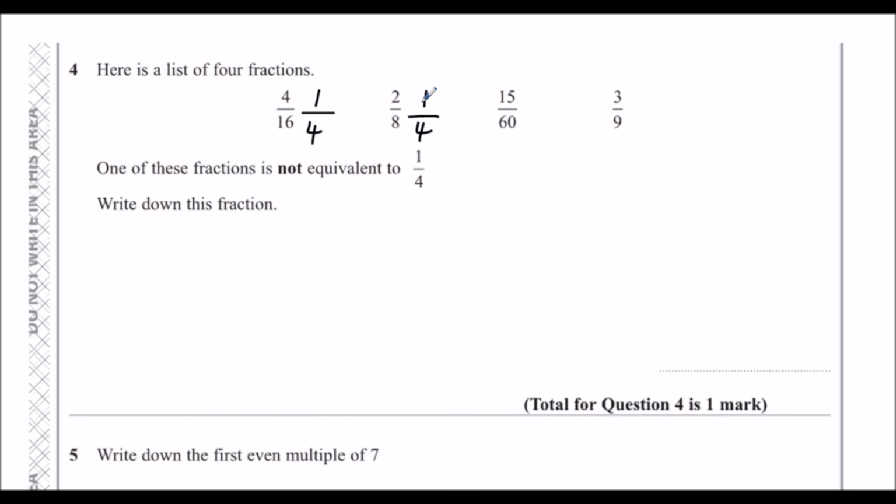2/8 can be simplified to 1/4 as well. They're both in the 2 times table. 2 over 2 is 1 and 8 over 2 is 4. 15/60. They are both in the 15 times table. And if you divide 15 by 15, you get 1. And 15 goes into 60 4 times. So that's also a quarter. 3/9. They're both in the 3 times table. So I can divide them both by 3. And that's actually a third, not a quarter. So which one is not equivalent, not the same as a quarter? That's 1/3.